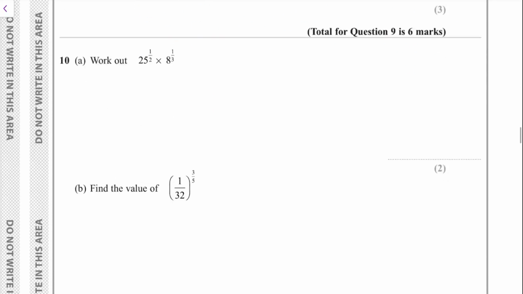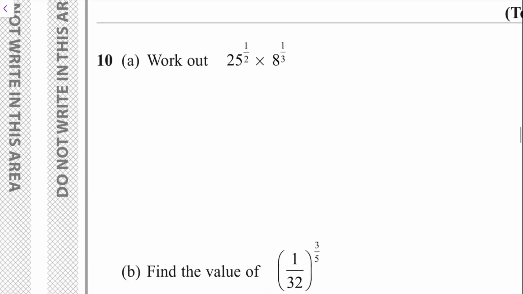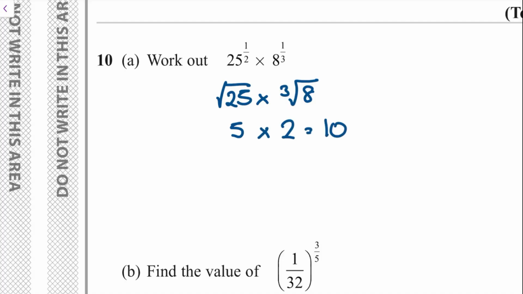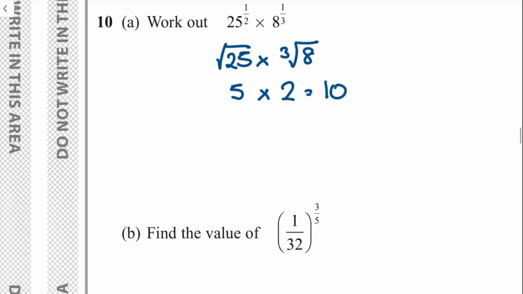Okay, next one. Work out the square root of 25 times the cube root of 8. You've got to be careful here. This is the way the printing works at times. It doesn't mean 25.5. It's trying to badly say the square root of 25 times the cube root of 8. You should know straight away the square root of 25 is 5 and the cube root of 8 is 2, and 5 times 2 is going to be 10. It's just one of those things you just need to learn. Just do them again and again and again.